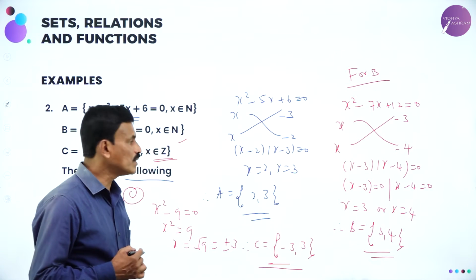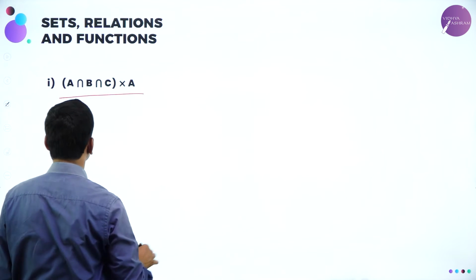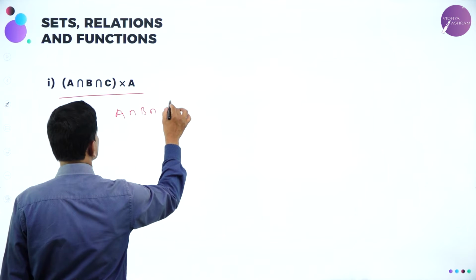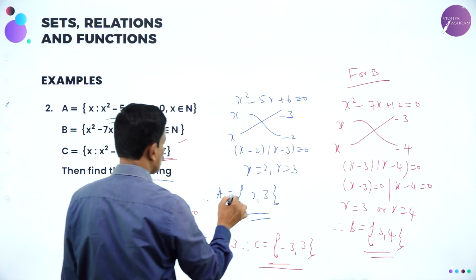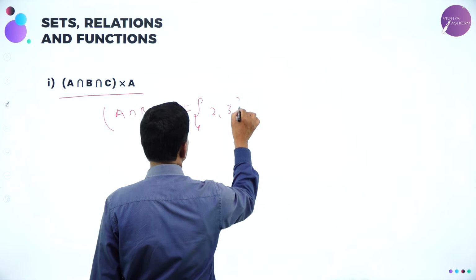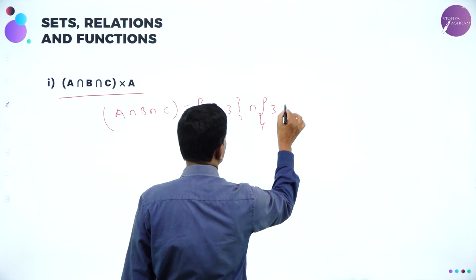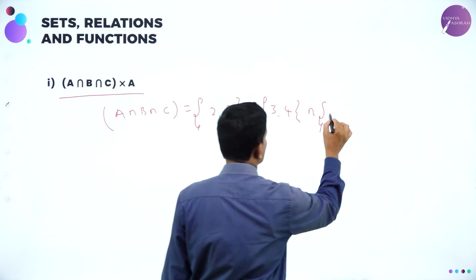Okay, let's take them one by one. What is the first one? A intersection B intersection C. Let us find the intersection. A contains 2, 3, intersection B, which contains 3, 4, intersection C, which contains −3, 3.